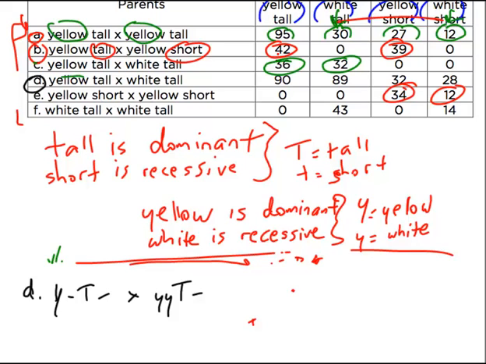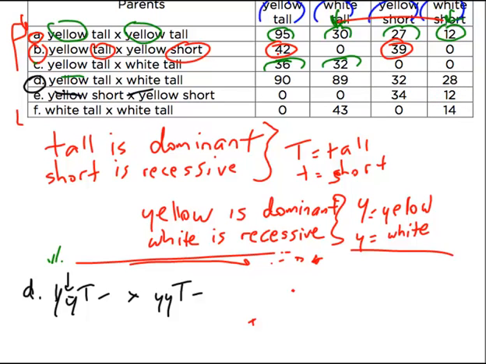But now when you look, it's yellow times white. But when you look at the offspring, you see 122 of them being yellow, and 117 of them being white. That's basically a 1-to-1 ratio. So that tells you that that position we're questioning is a little y, right? But look at the tall situation.